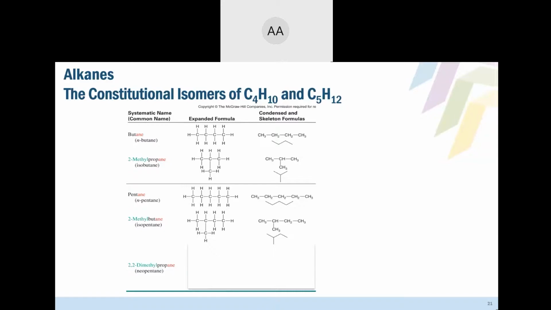What about 2,2-dimethylpropane, also known as Neopentane? Let's see who got this one correct. So, dimethylpropane, 2,2. The clue was in the 2 and the 2. That means both the methyl, because we had dimethyl meaning 2, both methyl groups are found on carbon number 2. And there you can see the condensed and skeleton formulas as well. Well done.